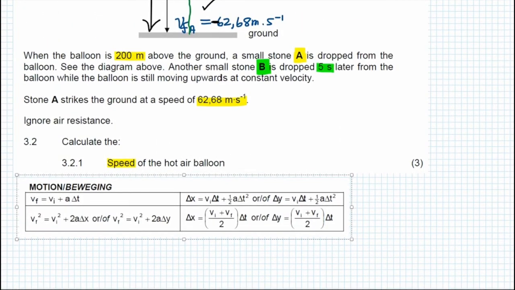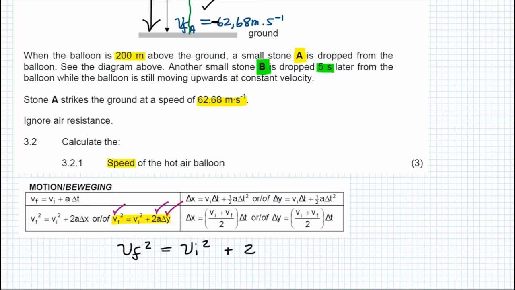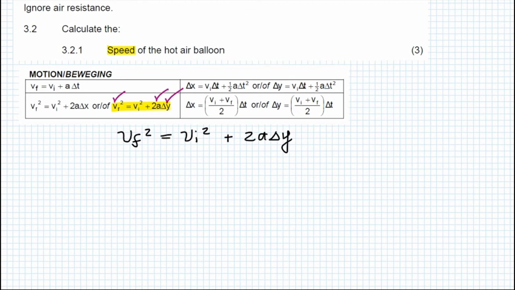We are looking for the speed, the initial velocity of stone A. For stone A, we know its final velocity, we know its acceleration, and we know its displacement. We're therefore going to go ahead with this formula. We say V final squared is equal to V initial squared plus 2A change in Y. Please be careful. I often find that when learners write down this formula, they tend to leave out the square. Please be very careful and don't make careless mistakes like that.